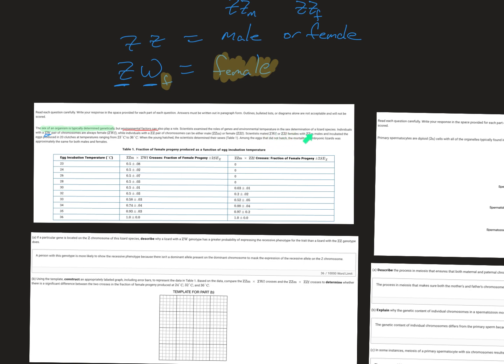one of these two with a ZZ male, and incubated the eggs and produced 20 clutches at temperatures ranging from 23 to 36 degrees Celsius. There's a temperature. And when they hatched, the scientists determined the sexes. And then they added an interesting note that those that did not hatch were approximately the same for males and females. So that was not a factor.